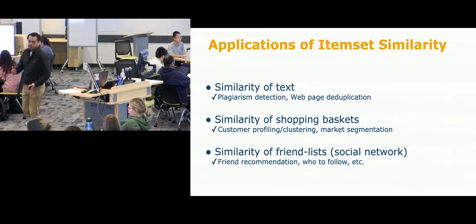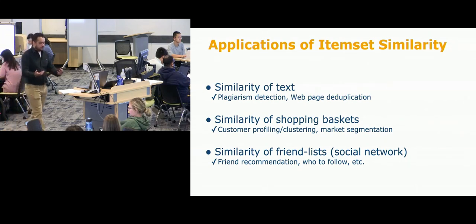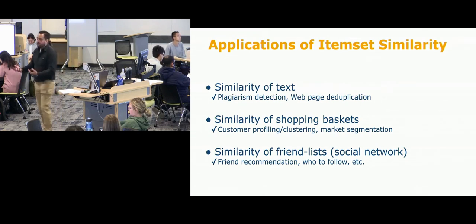And we don't have to stop at just these examples, but you could also look at networks, right? Like if you have a social network, you could see people who have lots of common friends. That would be like their friend lists are similar. It's a very good chance that they also know each other.